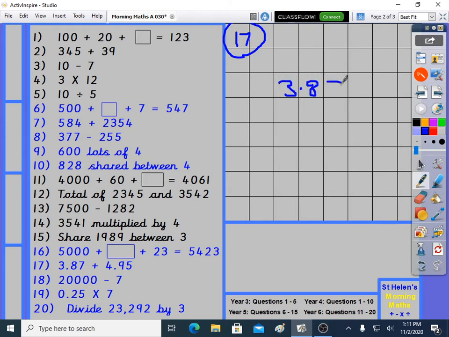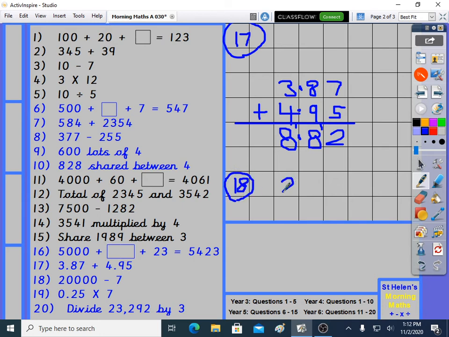3.87 plus 4.95. They've both got 2 decimal places, both numbers. So they line up quite nicely. 7 and 5 is 12. 18. 8.82. Yep, that's right. And question 18 next.